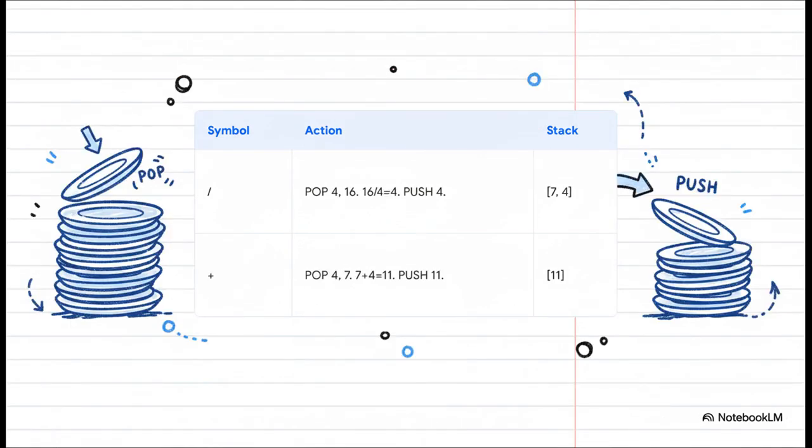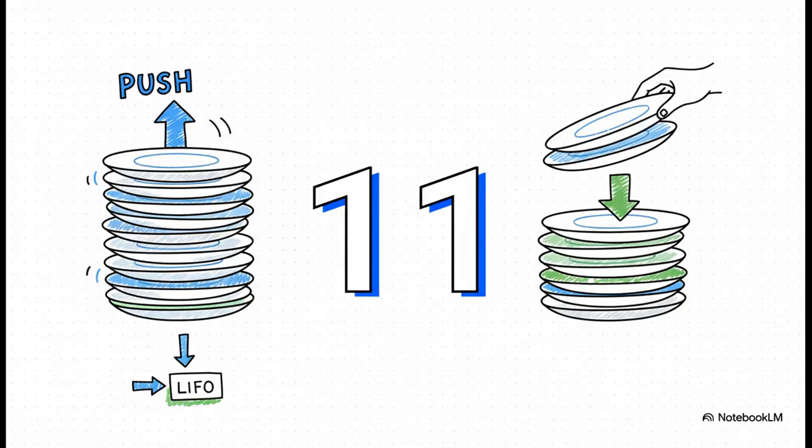Next is the division symbol. So we pop 4, then pop 16. 16 divided by 4 is 4, so we push 4. And finally, we see the plus sign. We pop 4, then pop 7. 7 plus 4 is 11, and we push that final result. And there we have it. The expression is finished. And look, our stack has only one number left. That is our final answer, 11. See? Not so difficult when you just follow the steps.